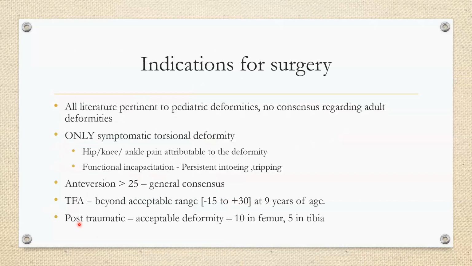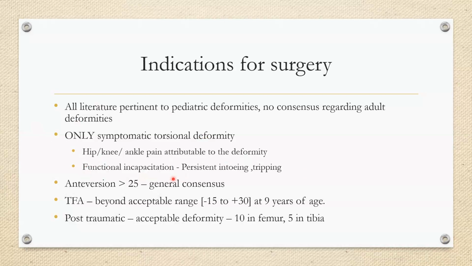So, moving on to the indications for surgery. First, there is no definite literature regarding the indication for torsional deformities in adults. All the literature is pertinent to pediatric deformities. However, what I've seen with most articles, this is an indication followed by most authors: symptomatic torsional deformities that have failed conservative management, with hip, knee or ankle pain which can be attributable to the deformity, should be considered for surgery.